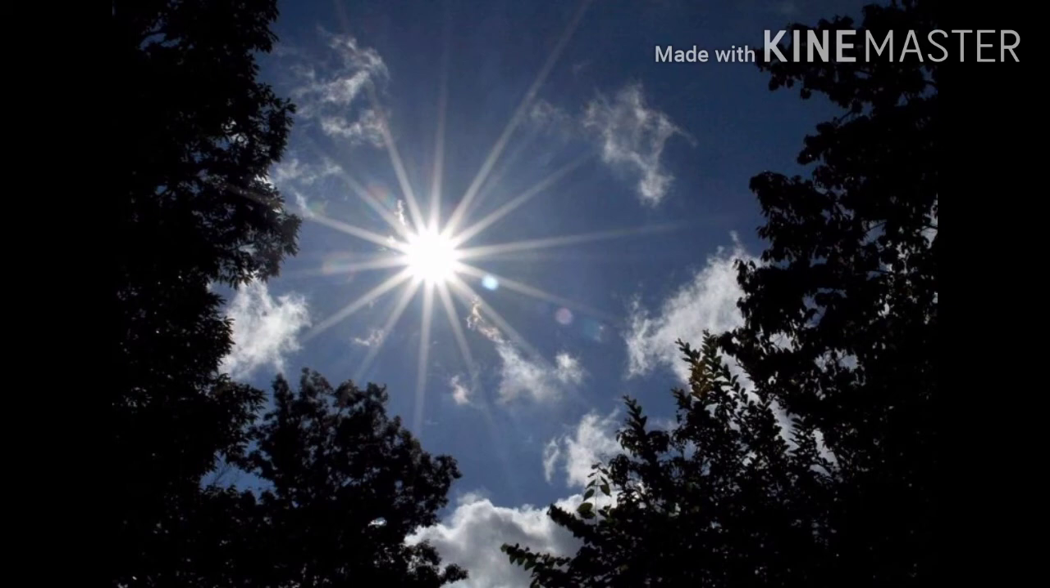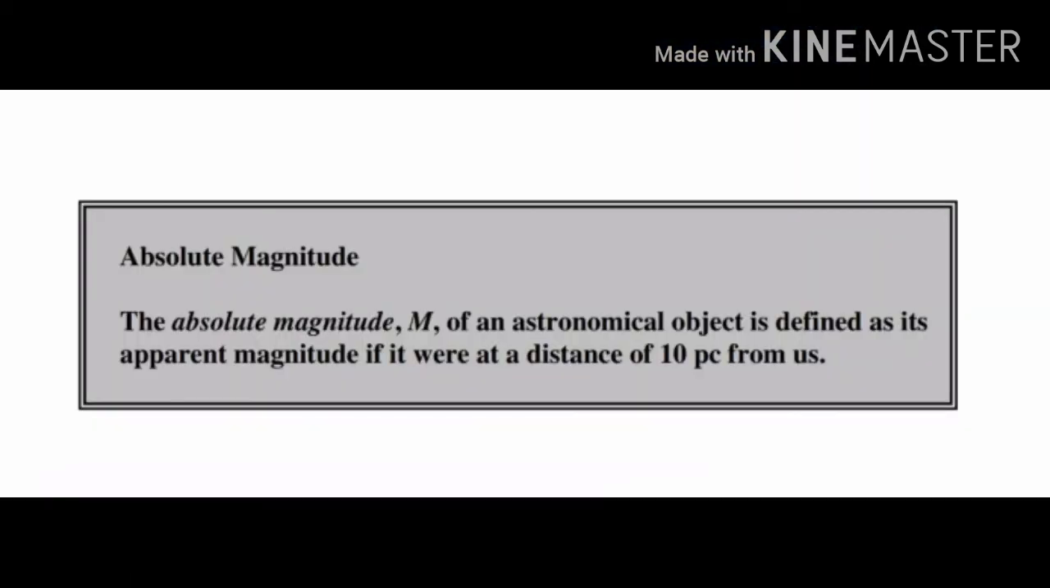But we should also define a system to have the idea of the real brightness of stars, not the apparent. On that note, astronomers use the absolute magnitude. The absolute magnitude of an astronomical object is defined as its apparent magnitude if it were at a distance of 10 parsecs from us. It is denoted by capital M.